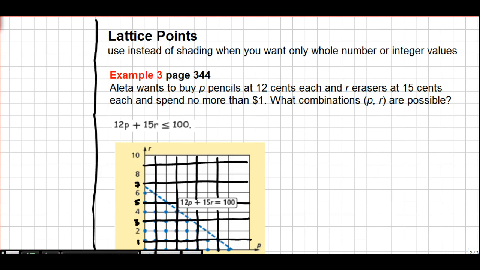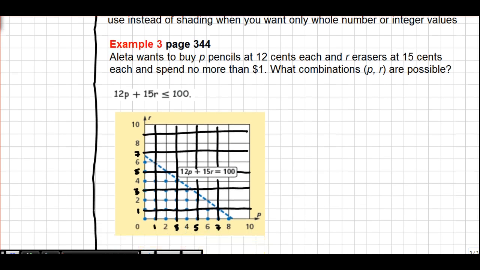If you work through a problem and you forget about lattice points but remember it at the end, feel free to shade in and then write a note or go back and fill in the lattice points where the grid lines cross.